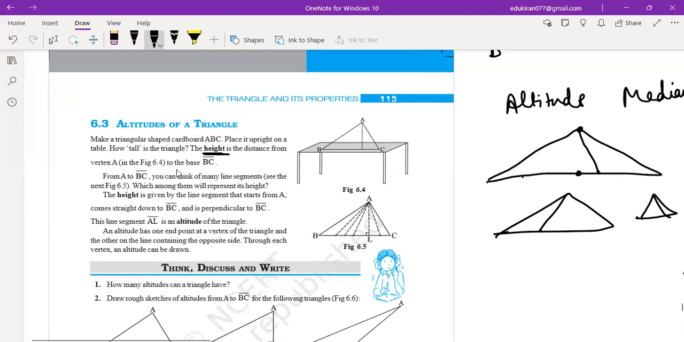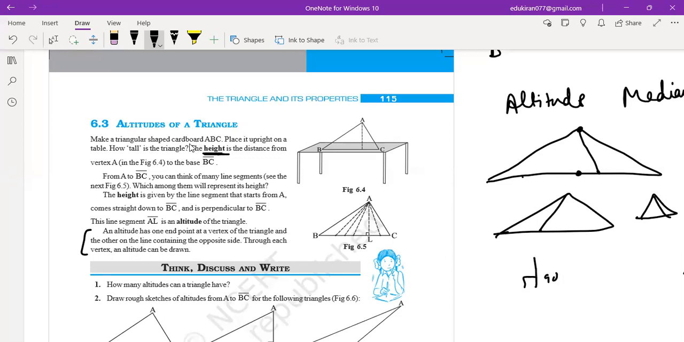Okay. So what is altitude? It's the height, the distance from vertex A. Over here you can see this AL is basically the altitude of a triangle. Altitude has one end point at the vertex of a triangle and the other on the line containing the opposite side. Through each vertex, an altitude can be drawn. This one is basically an altitude. And remember one thing, it will always be perpendicular. If it is forming 90 degrees, it is perpendicular.